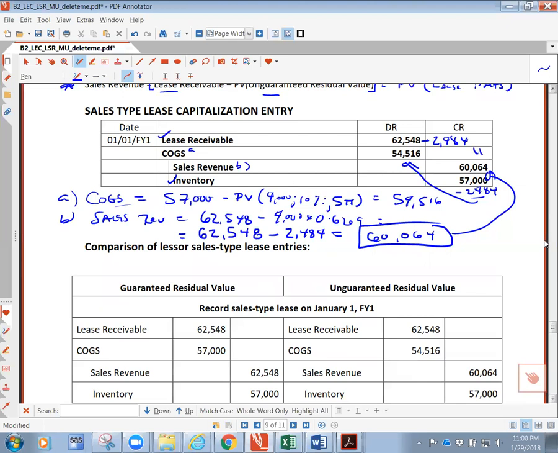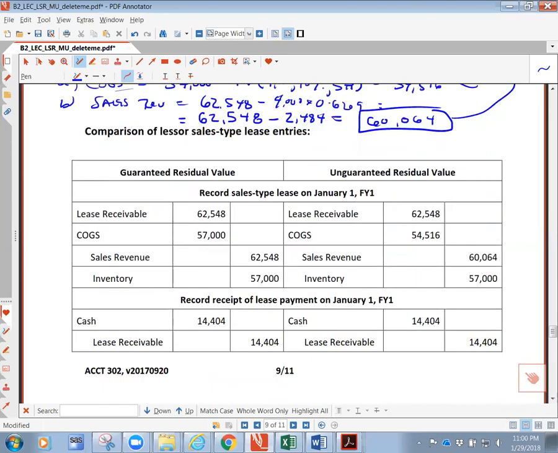Every other case of sales type lease, receivable and sales revenue will be equal, and cost of goods sold and inventory will be equal. So this is like the one case where you don't have the symmetry, and you have to do that calculation. Now let's compare the two side by side.